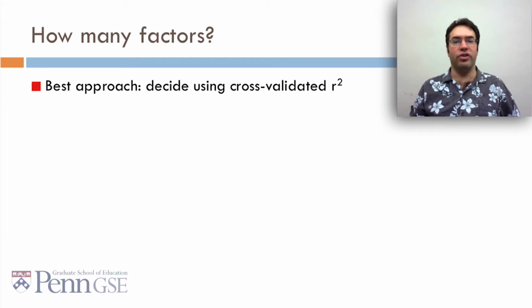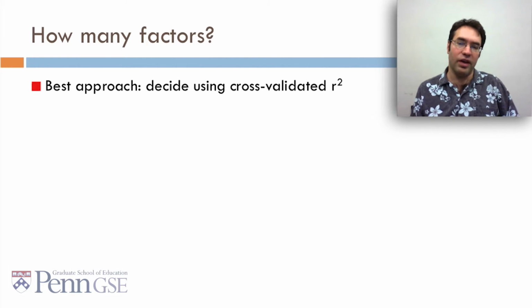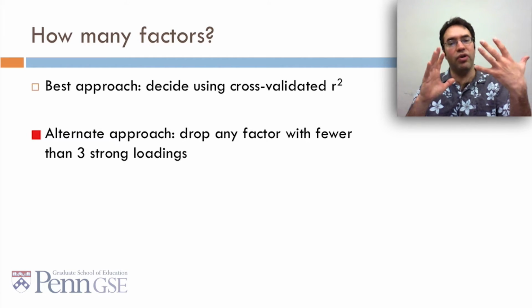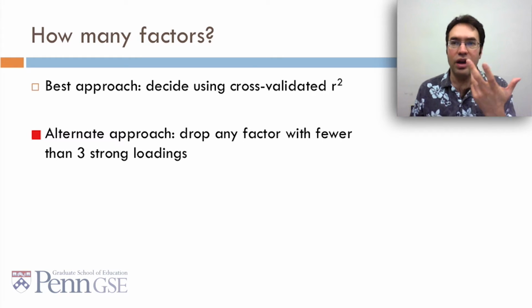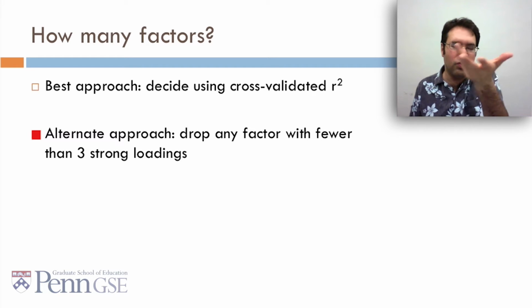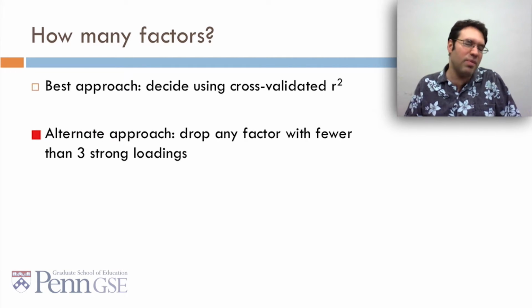So how many factors should you use? Well, the best approach, in my personal opinion, is to decide using cross-validated r squared. But there's an alternate approach that some people use, which is where they drop any factor that has fewer than 3 strong loadings. Now this makes sense if you're doing questionnaires. Who wants a questionnaire with a subscale with 2 items in it? Doesn't really make sense, and it doesn't give you enough data. But for other uses of factor analysis, this may make more sense.